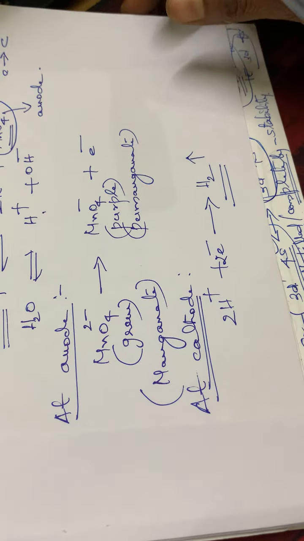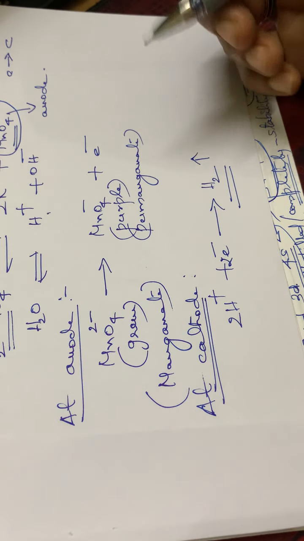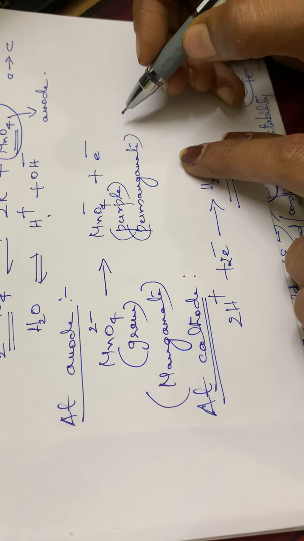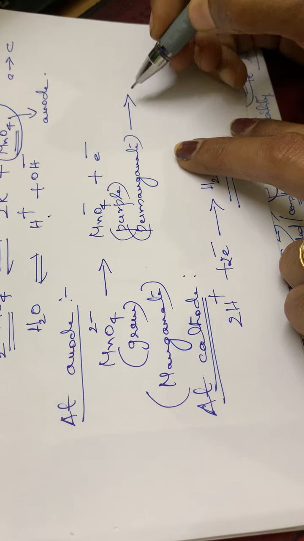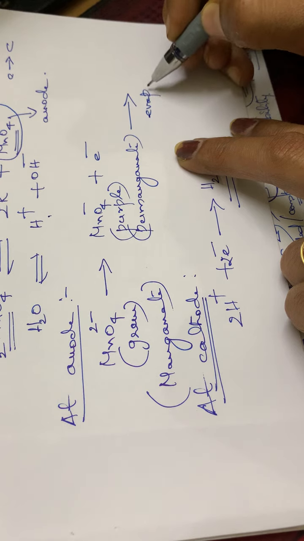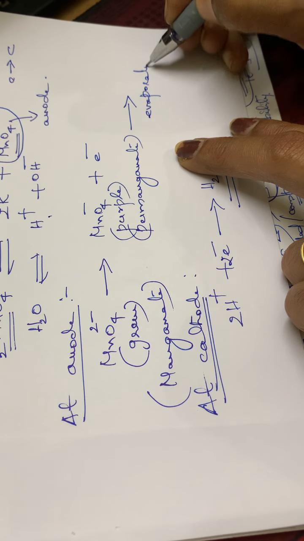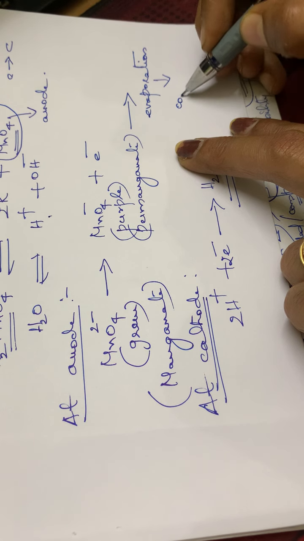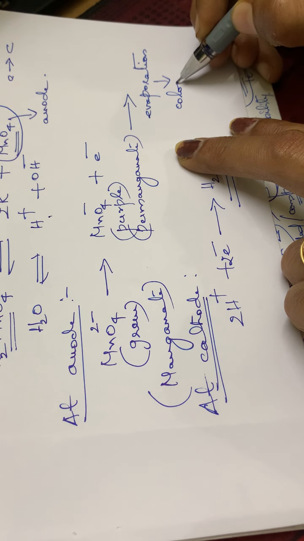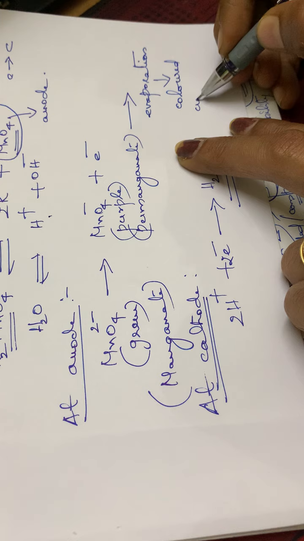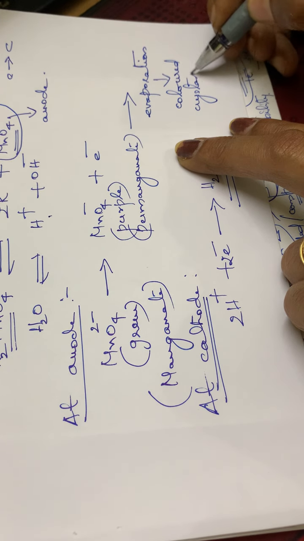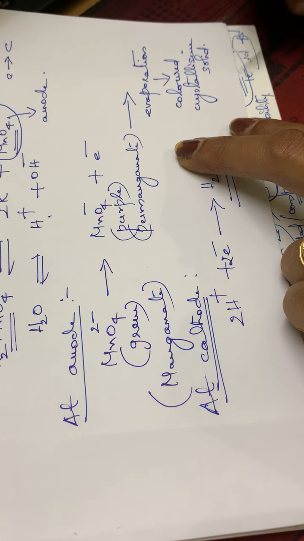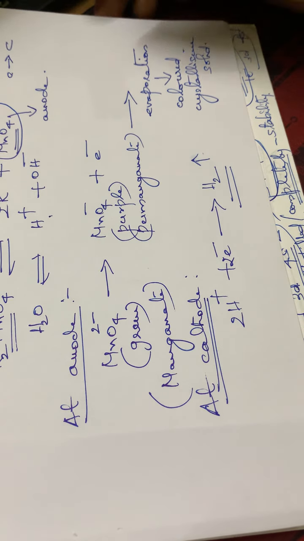And also after electrolysis, what happens? At anode, we will be having purple colored permanganate solution, and this purple colored solution is evaporated. So on evaporation, what happens? On evaporation, we will be having the beautiful purple colored crystalline solid. So this is regarding the preparation of potassium permanganate.